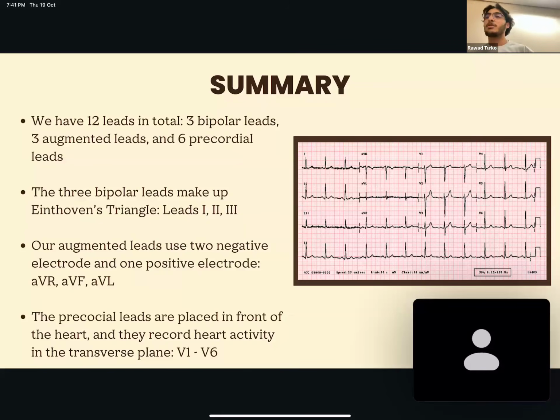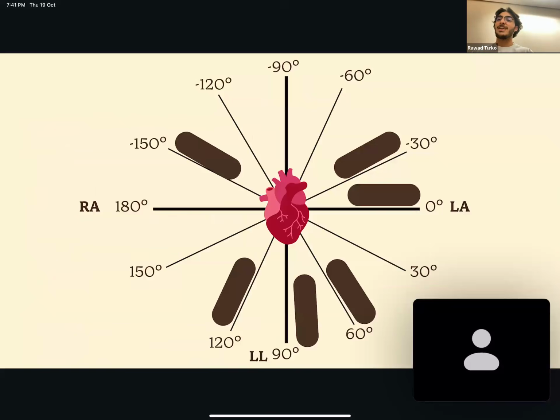Okay, perfect. Now we're gonna do another little activity. I'm sorry for this, but this one's just a little backstory to it. We're gonna be doing an activity on the first 6 leads, because I said precordial is not that high yield in first year. The first 6 leads are leads 1, 2, and 3, AVR, AVF, AVL.